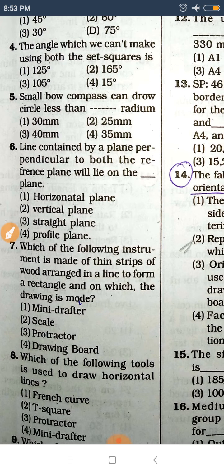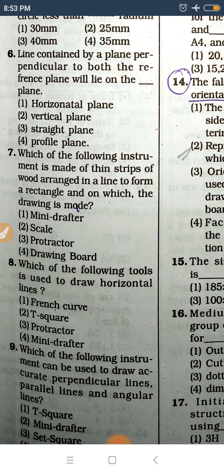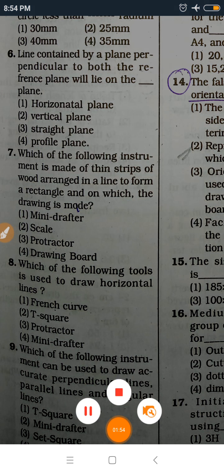Which of the following instrument is made of thin strips of wood arranged in a line to form a rectangle on which the drawing is made? Drawing board. Which of the following tools is used to draw horizontal line? Very easy question. T-square. Which of the following instrument can be used to draw accurate perpendicular lines? This answer will be mini drafter. 2.